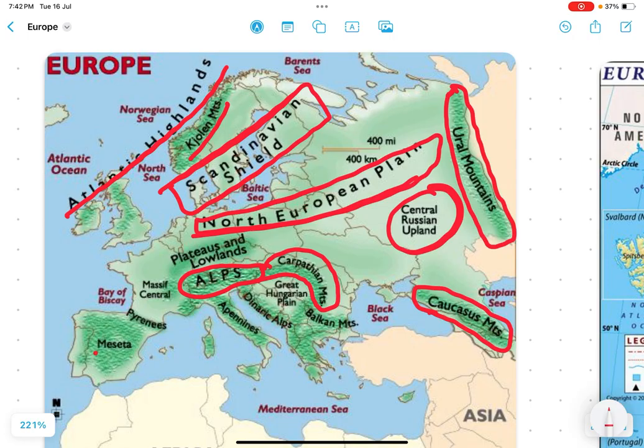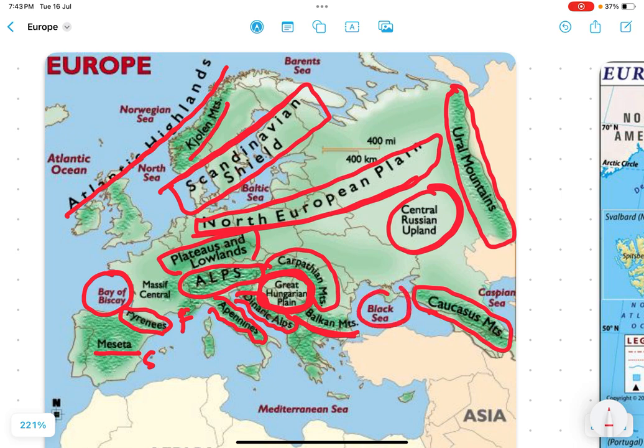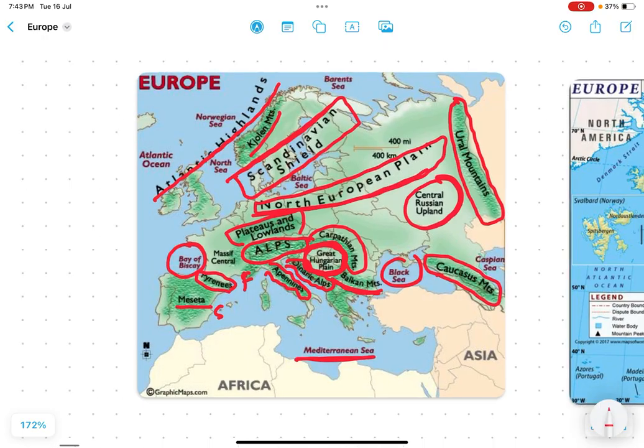Then we have the upland region called Meseta and Pyrenees, which divides France and Spain. Pyrenees, upland region. We have Bay of Biscay again. Then we have Apennines, these are also highlands. We have Danube Alps, these are also highlands. Great Hungarian Plains and Balkan Mountains. These are plateaus and lowlands, right? And we have the Black Sea. Then we have Mediterranean Sea here as well, right?